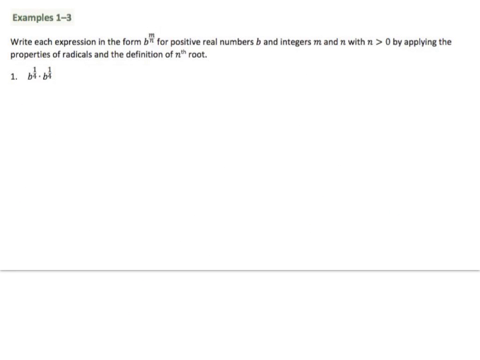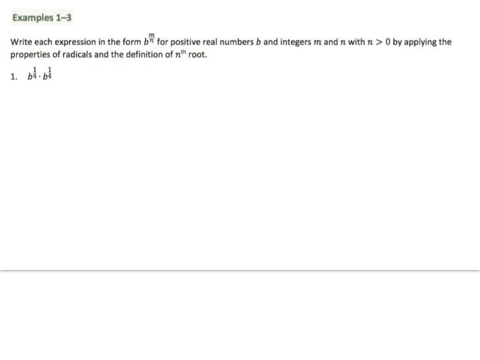Okay, the next set of examples, the instructions say write each expression in the form of b to the m over n for positive real numbers b and integers m and n with n greater than 0, right? That's the denominator. It can't be equal to 0, by applying the properties of radicals and the definition of the nth root.